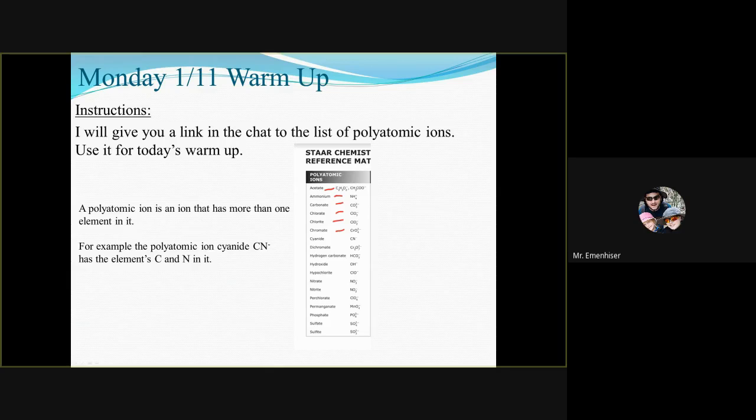A polyatomic ion is an ion that has more than one element in it. So I know it sounds like a complicated thing, but it's really not. An example of a polyatomic ion is the cyanide molecule, or the cyanide ion. It has a carbon and a nitrogen, so it's two atoms, but together they have a charge. So that's one carbon atom attached to a nitrogen atom, and then the whole thing just has a -1 charge. So that's a polyatomic ion.